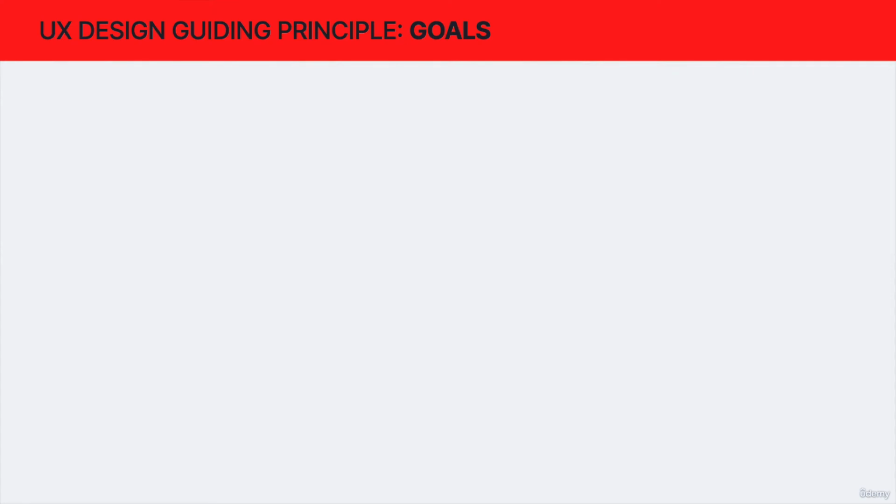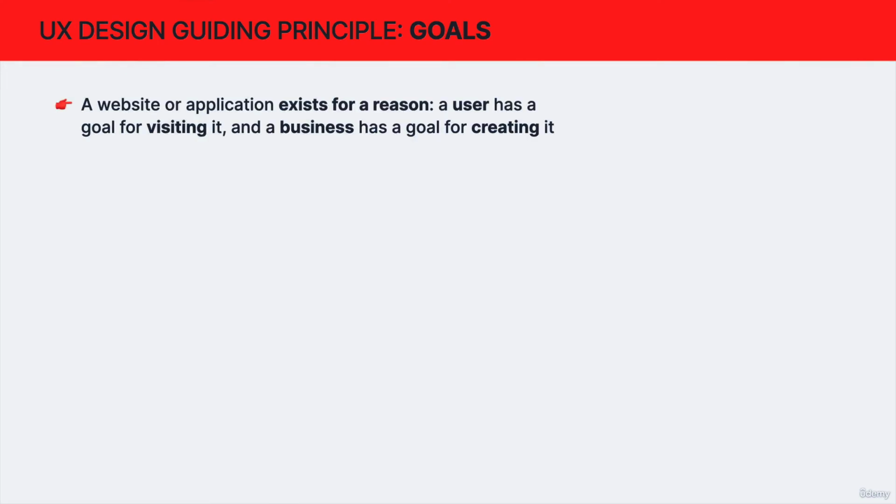Now, when we think about and design the user experience of a product, it's always all about goals. So a website or an application exists for a certain reason. A user has a certain goal for visiting a page, and the business has a certain goal for creating that page in the first place. Because if neither the user nor the business had a certain goal, then there wouldn't be the need for that page to actually exist in the first place, right?